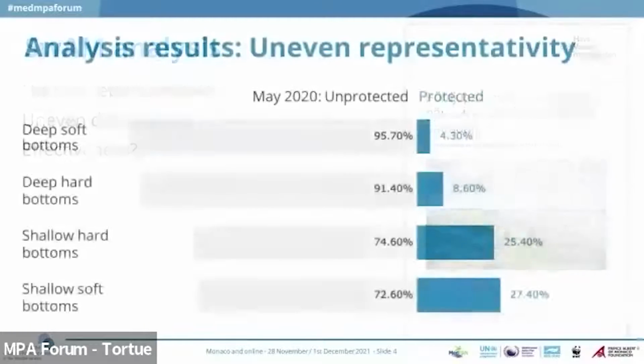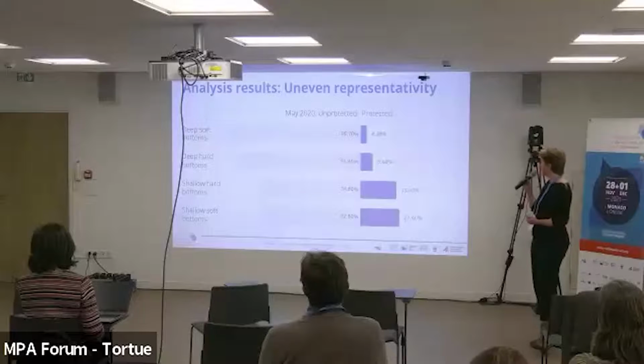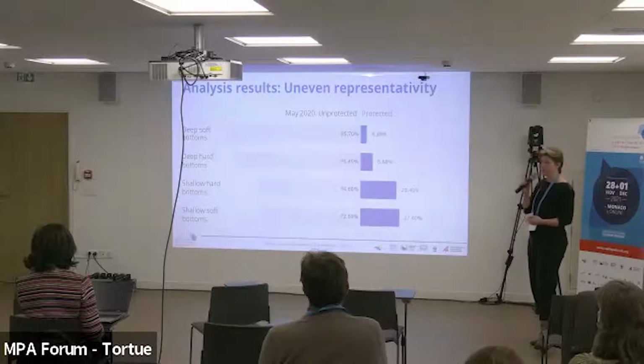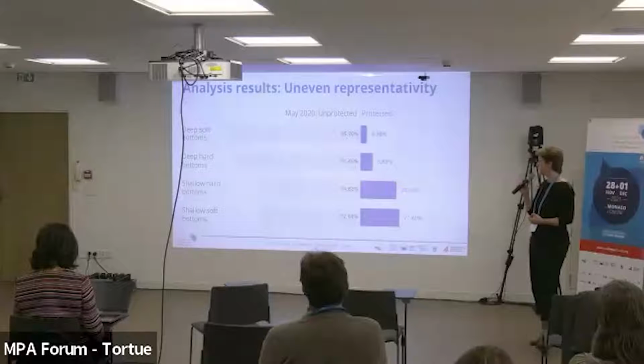The government actually concluded that it was time to develop a national action plan. Here you see the analysis results. So if you look, for example, at the distribution of deep soft bottoms, deep hard bottoms, shallow hard and shallow soft, that's the easy stuff that the government of Sweden could find data on. Then you see a very uneven representation of the proportion that is protected in Swedish waters. Next slide, please.